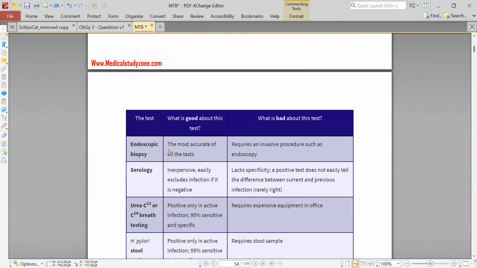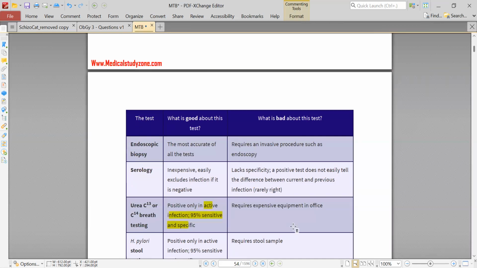Endoscopic biopsies are the most accurate, but an invasive procedure is required. When you are doing endoscopy, that's when we can do the biopsy easily. Serology is very inexpensive and easily excludes infection, but lacks specificity. A positive test does not tell the difference between a current or an old infection. The urea breath test is positive in active infection.